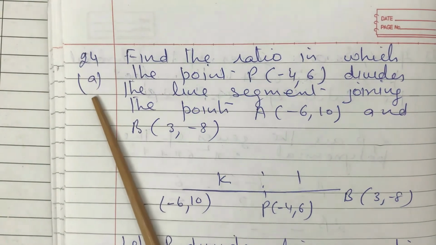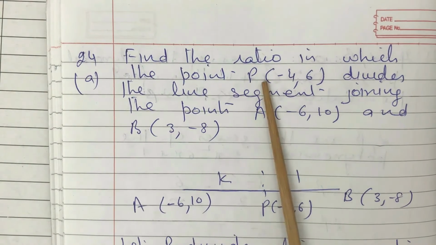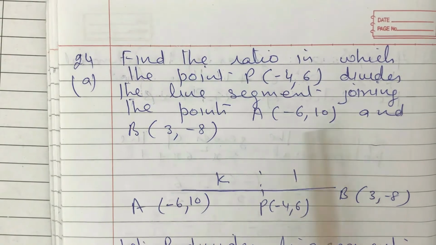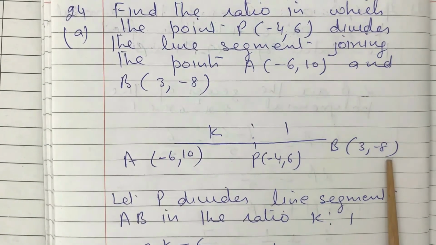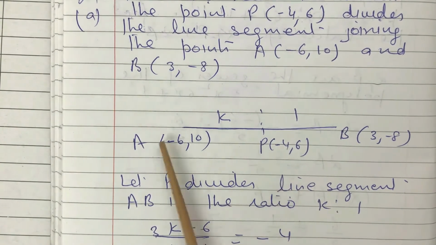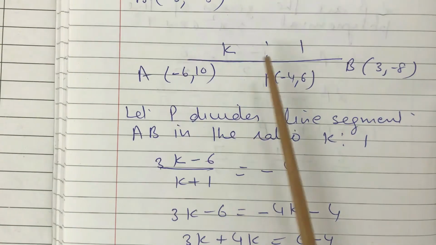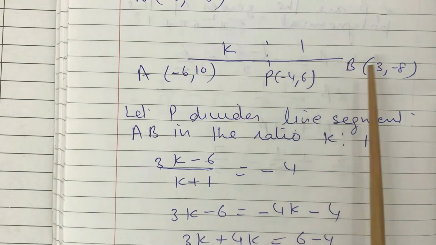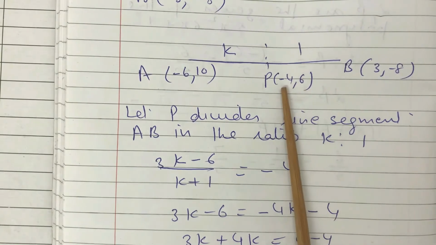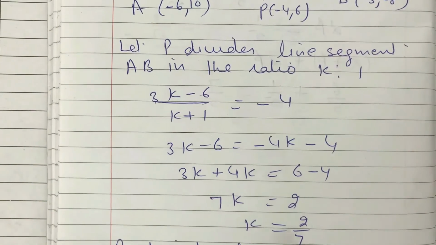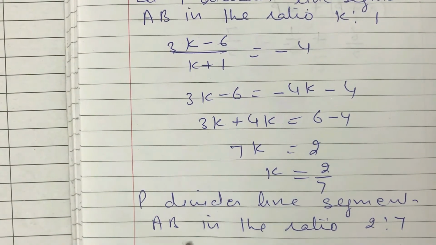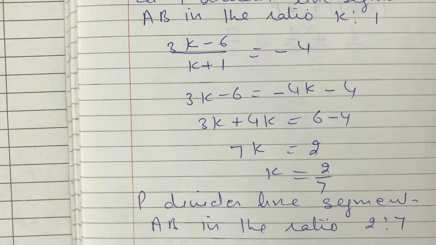Now 24th question A part. Find the ratio in which the point P(-4, 6) divides the line segment joining the points A and B. Now these are the 2 points. This is point P which is (-4, 6), and this divides this in the ratio K to 1. Now you know how to find it. Now (3K minus 6) upon (K plus 1) is equal to minus 4. And here you will be able to find the value of K, which is 2 by 7. It means P divides the line segment AB in the ratio 2 to 7.